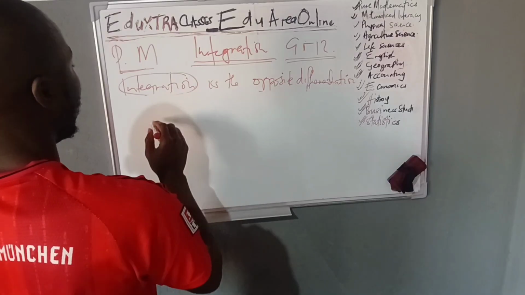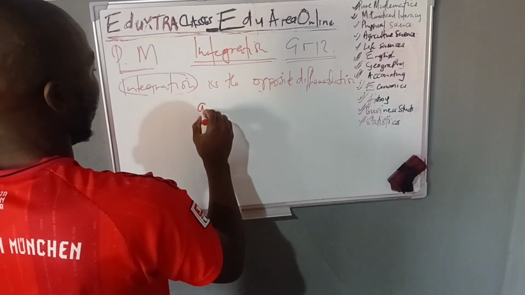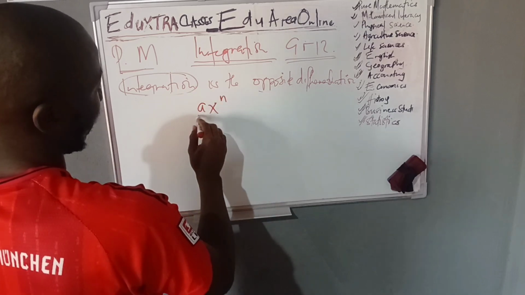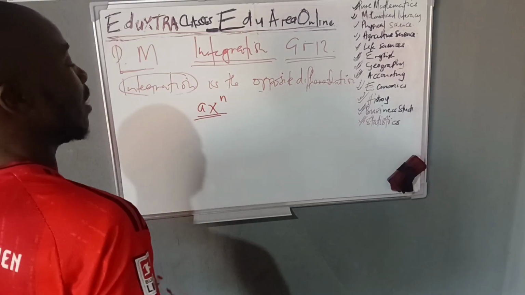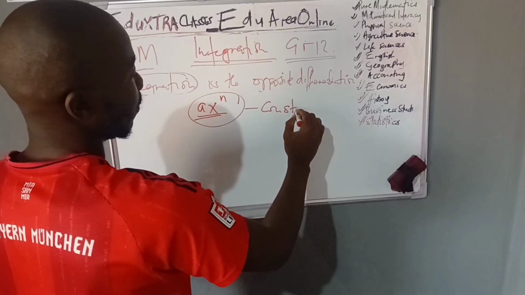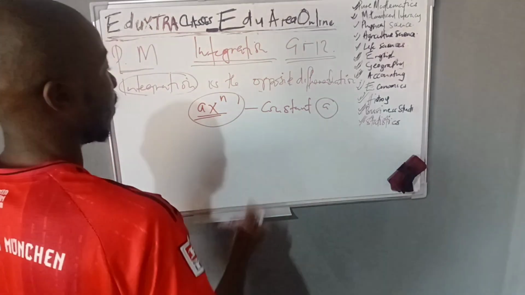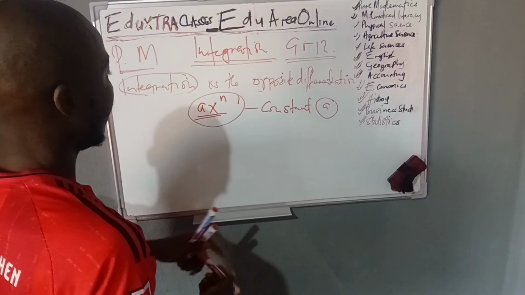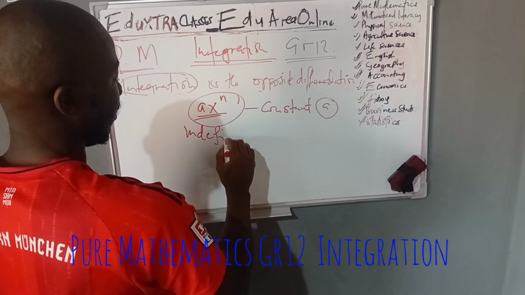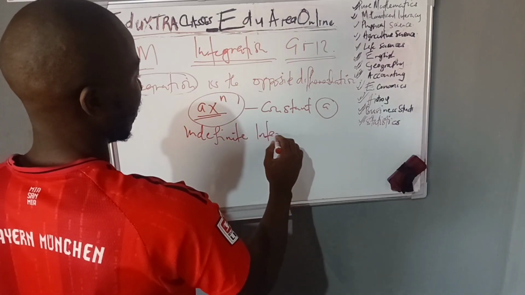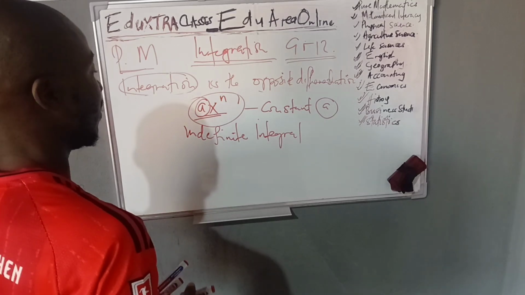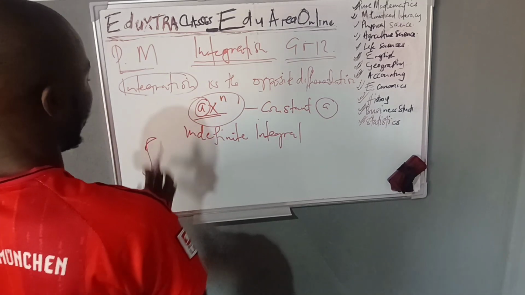So let's consider an integral of this manner. Let's say a x to the power n. Right? We are saying we are having a constant on this integral. There is a constant a, or a is a constant, and we call this an indefinite integral because we are having a constant a. So what do we do with this indefinite integral? So this is the integral sign.